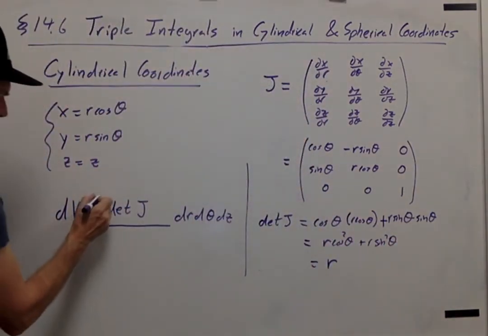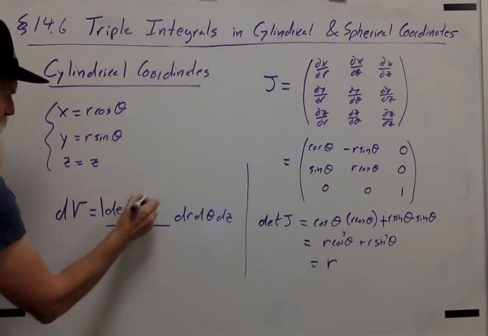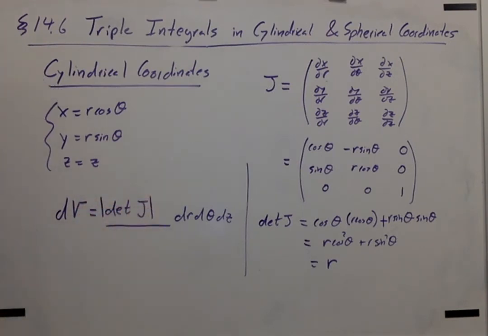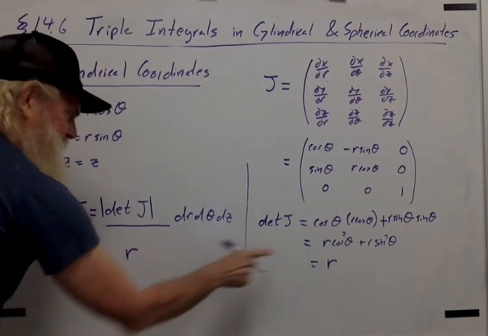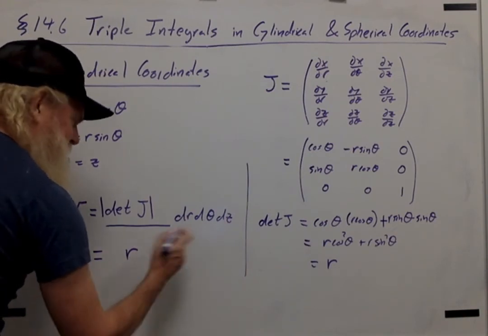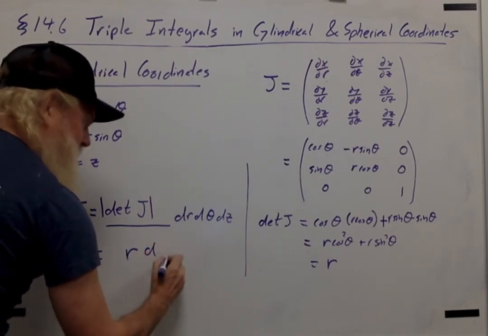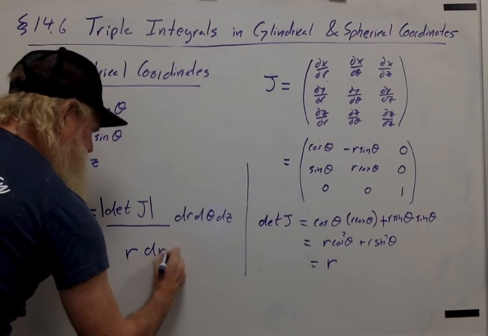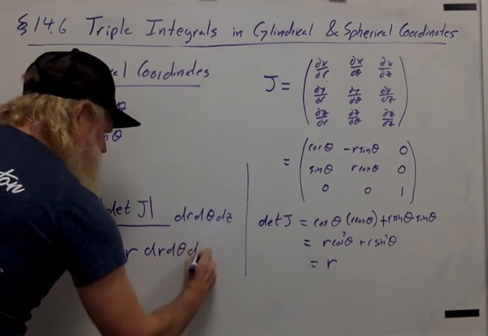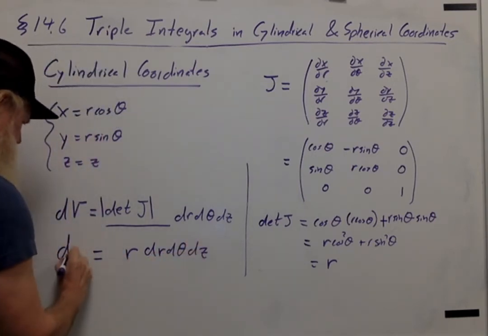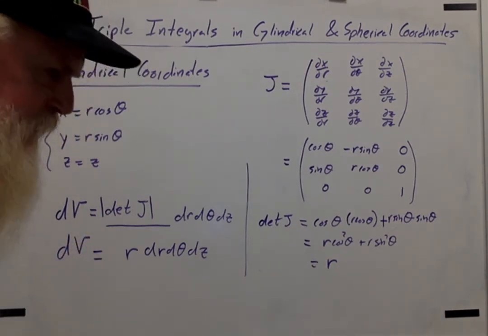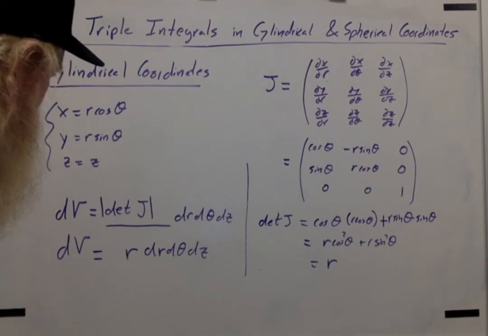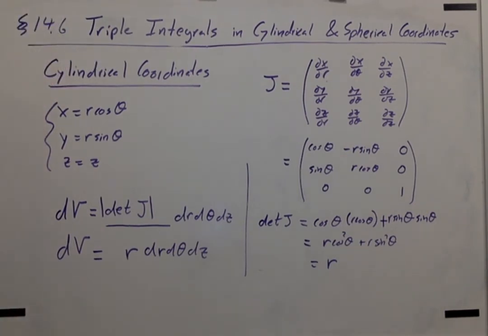Now, actually, I wasn't quite careful over here. dV is actually the magnitude of the Jacobian determinant times dr d theta dz. But we're going to be careful so that we set up our bounds keeping r positive. So the absolute value of r will be r. So in cylindrical coordinates, dV is always equal to r dr d theta dz.